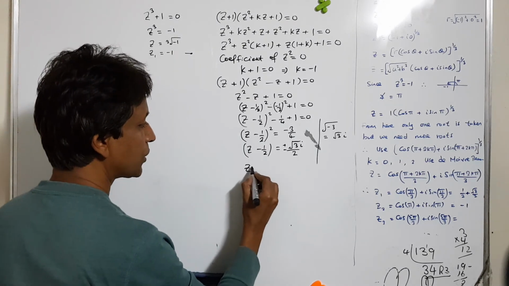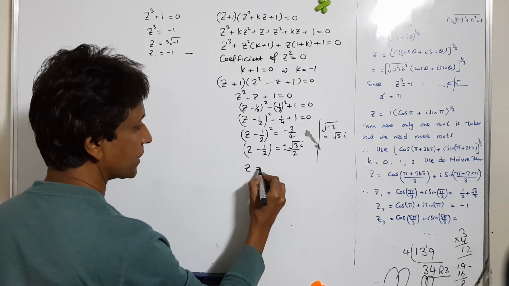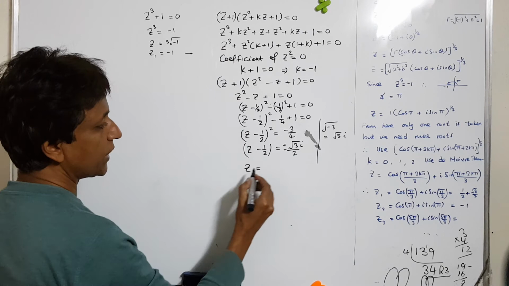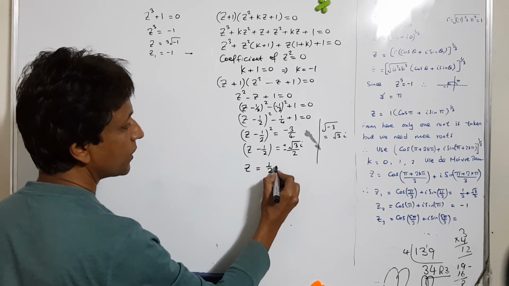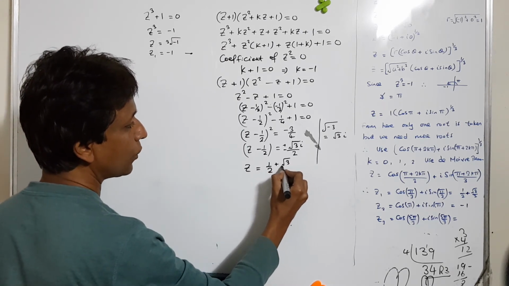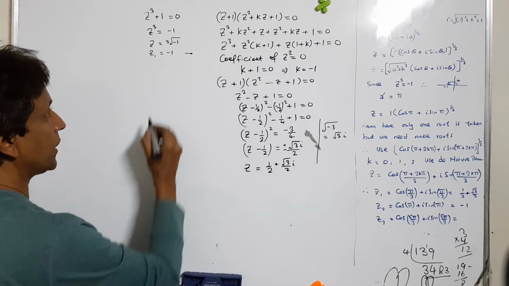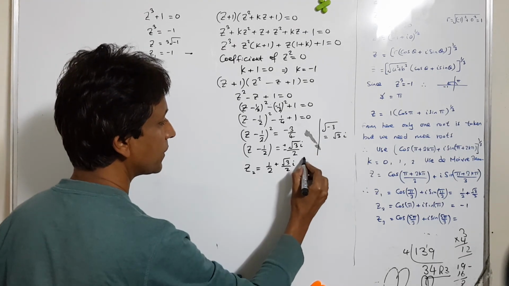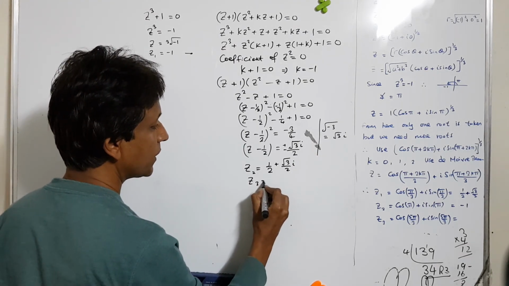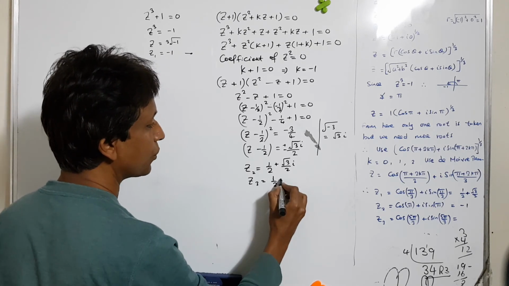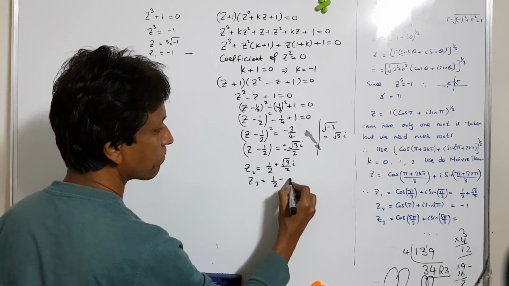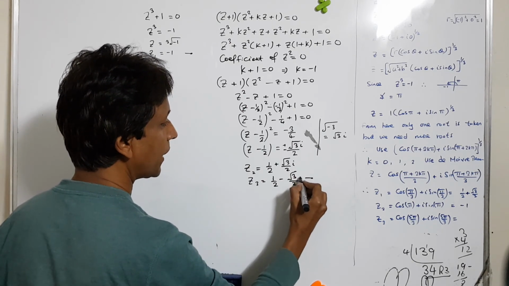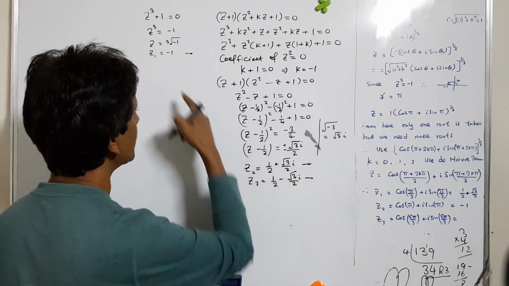So then the first value of z was minus 1. From here I've got z2 equal to 1 over 2 plus root of 3 over 2 i, and I've got z3 equal to 1 over 2 minus root of 3 over 2 i, of course. So these are the two roots plus this one.